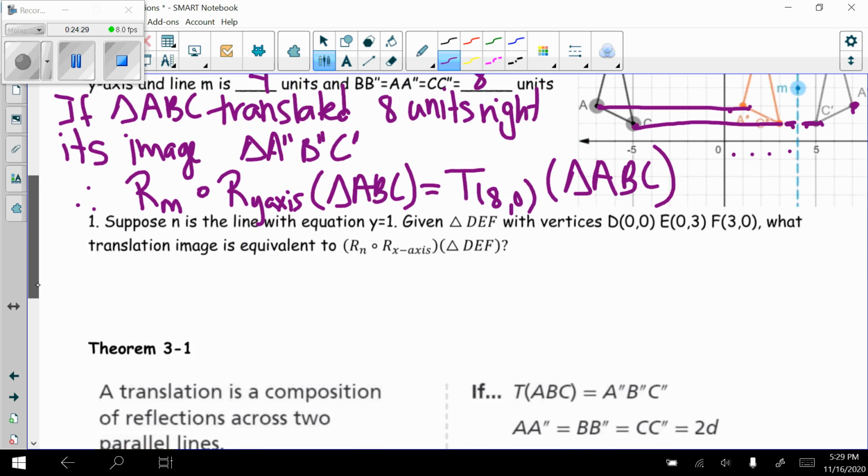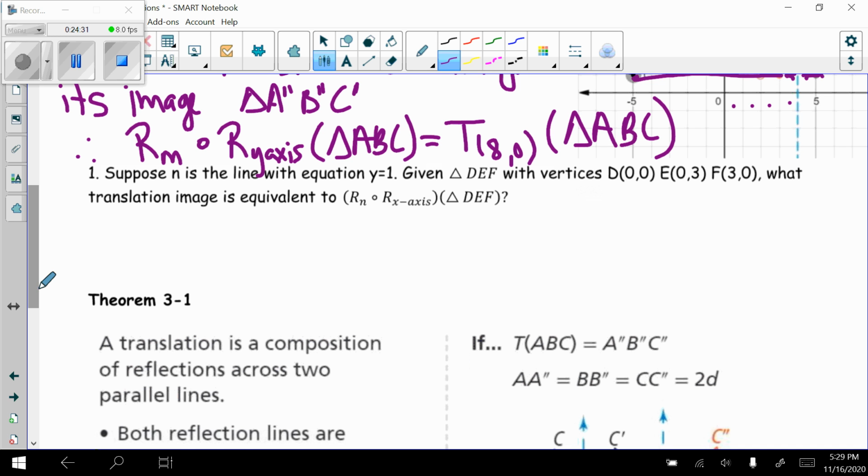Okay, so suppose N is the line with the equation y equals 1. Given triangle DEF with vertices D at 0, 0, E at 0, 3, and F at 3, 0, what translation image is equivalent to the composition of the reflection over N, the reflection over the x-axis of triangle DEF?